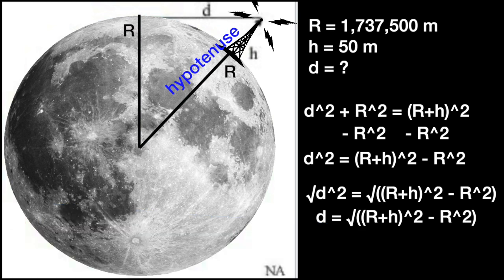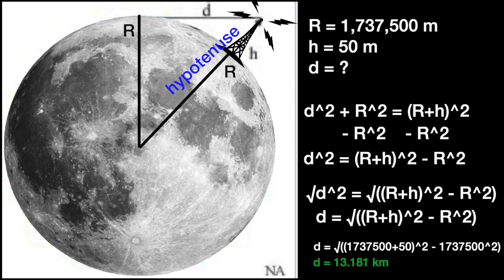Did you solve it? If we plug in our values, d equals the square root of (1,737,500 plus 50) squared minus 1,737,500 squared. D equals 13,181 meters or 13.18 kilometers. So, in conclusion, that means that as long as you are standing in the range of about 13 kilometers away from the top of that 50-meter tower on the moon, we will be in radio contact. But once you stand farther away, the radio is not going to work any longer.